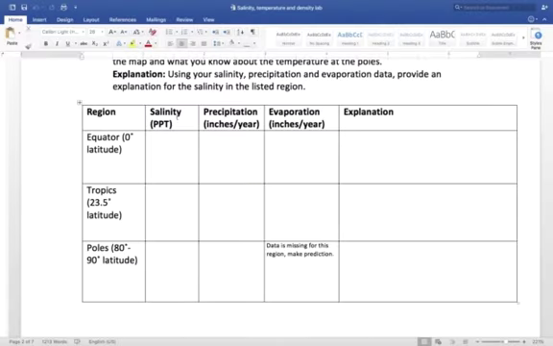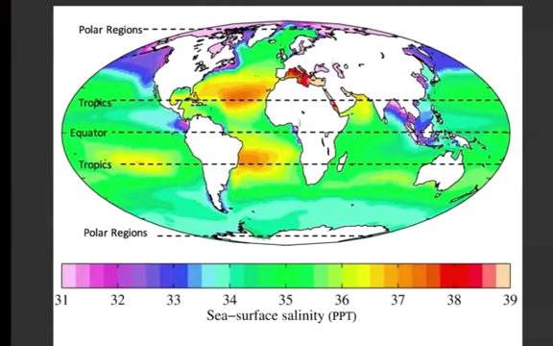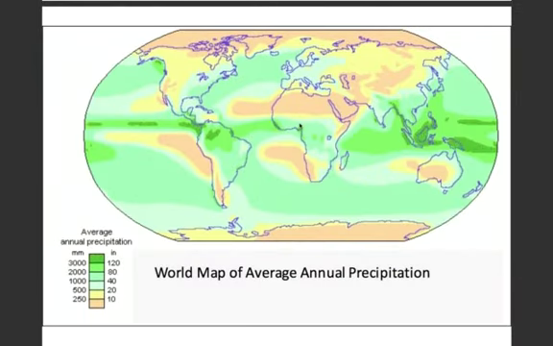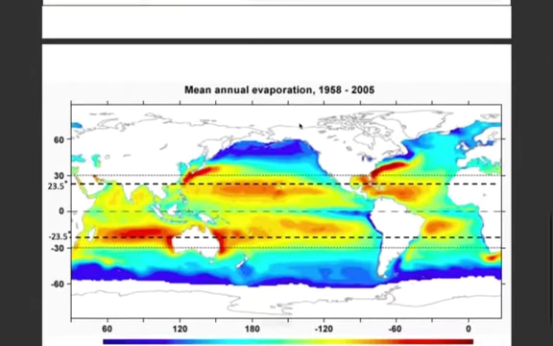Okay, so as you can see in this table, you're going to fill in your salinity, but then we're going to try to figure out why these different regions have these different salinities. So we're going to use two more maps in order to figure that out. The first is a precipitation map, how much rainfall or how much snow is falling to the ocean, and the other is an evaporation map, how much of that seawater is evaporating. And so here are the maps you're going to use for that. We have a map of average annual precipitation, and we have a map of mean annual evaporation.